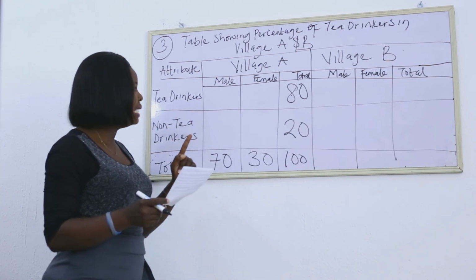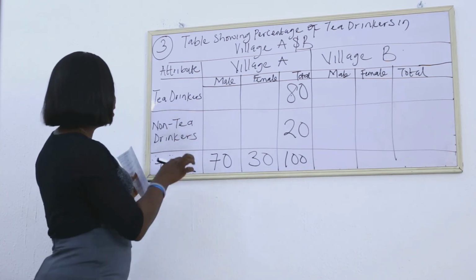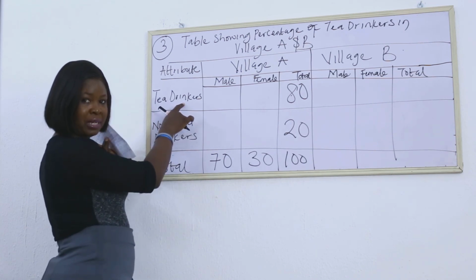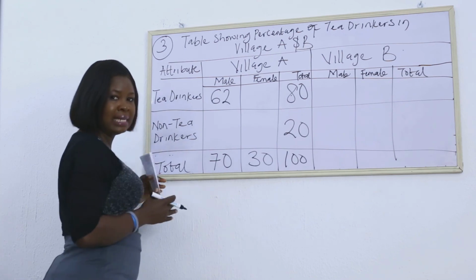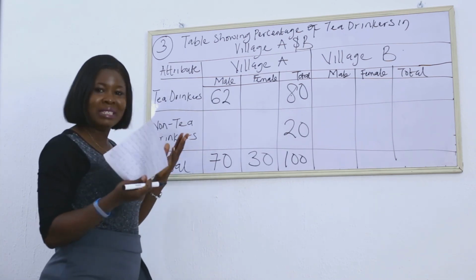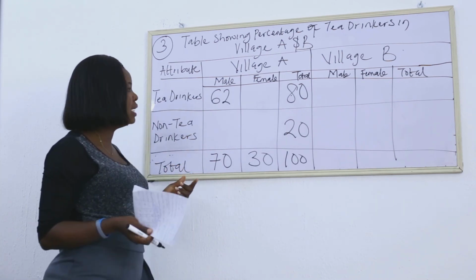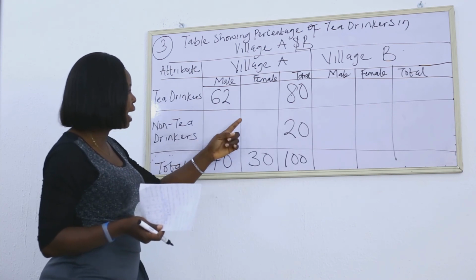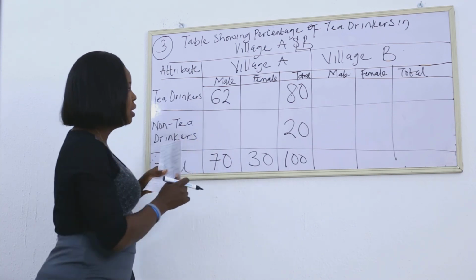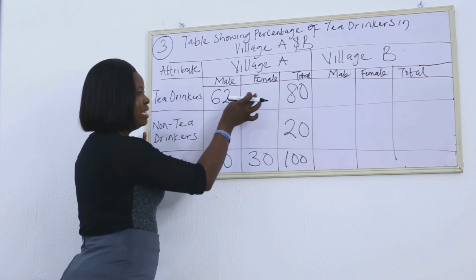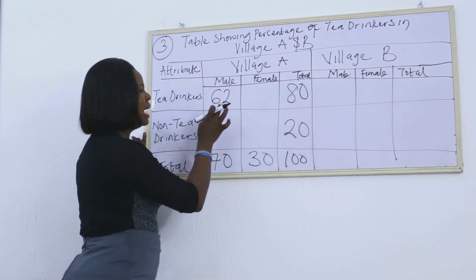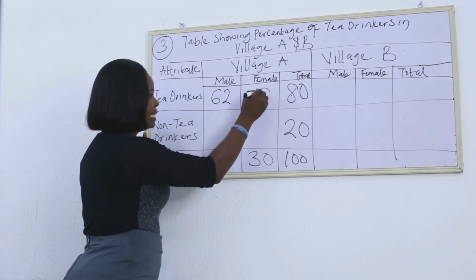62% were male tea drinkers. If you look at the board, tea drinkers is the first point. They're male. 62% were male tea drinkers. Like I said, common sense is the chief requirement for drawing any table. I have to work out every other point on the table. I know this value. The total is 80. Then to get the female will be 80 minus 62. That will give us 18.